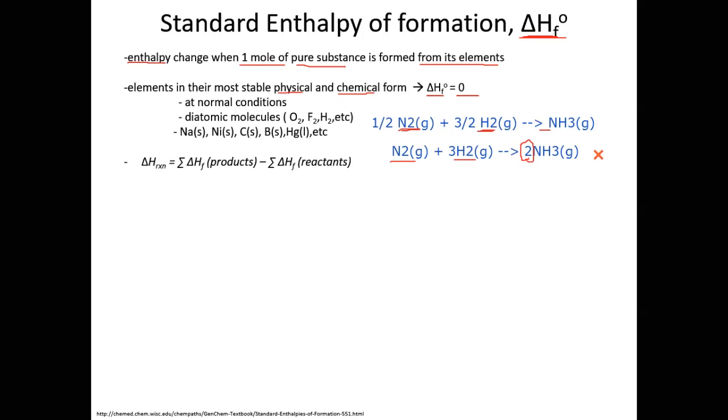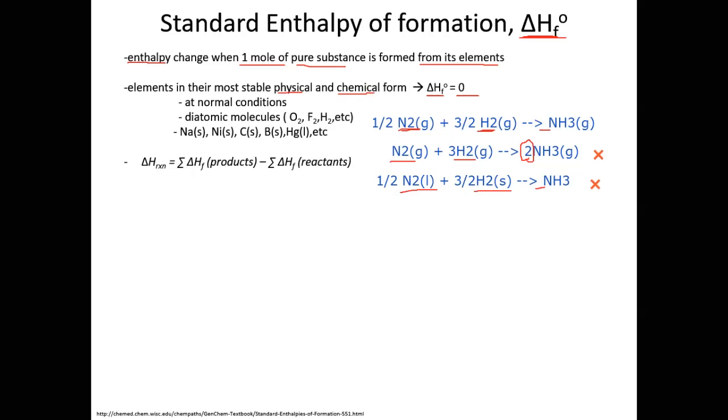Another example of this, we look at the third reaction. Again, this would not be a heat of formation reaction because we do form 1 mole of product, but it comes from elements in their non-stable form. So nitrogen liquid and hydrogen solid are not the most stable forms of these 2 elements. This would not be a heat of formation equation.